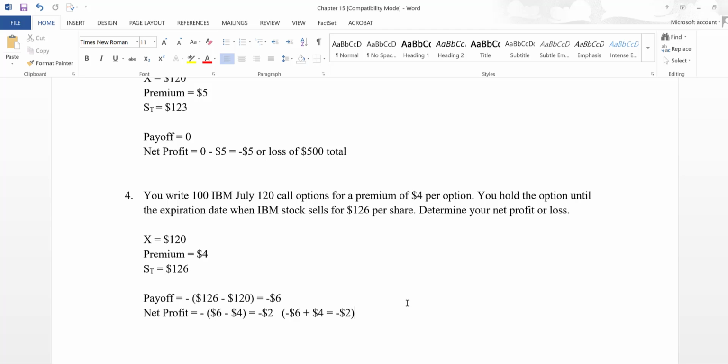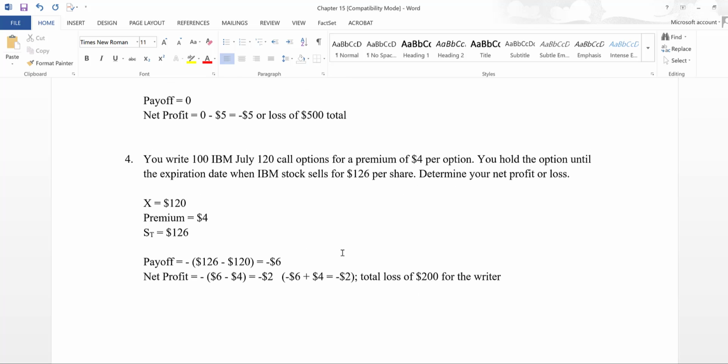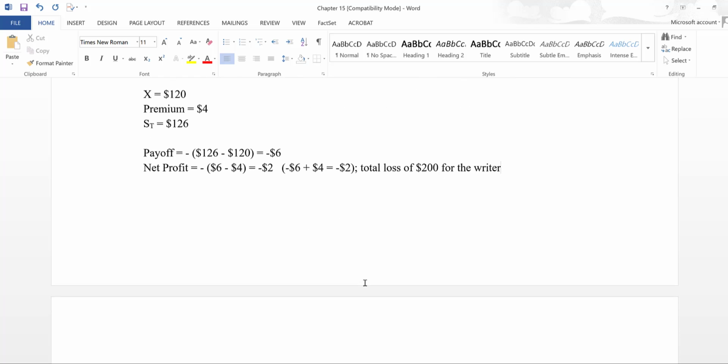So -$2 per option, a total loss of $200 for the writer. Okay, so that would be the answer here, that this position results in a loss of $200.